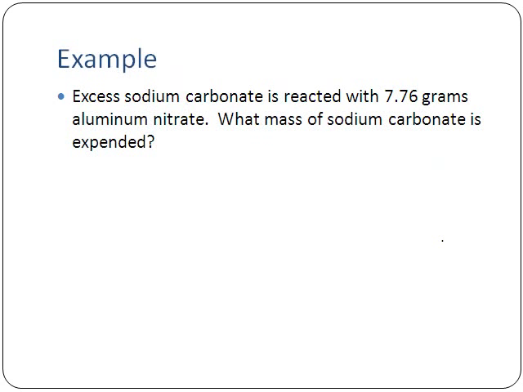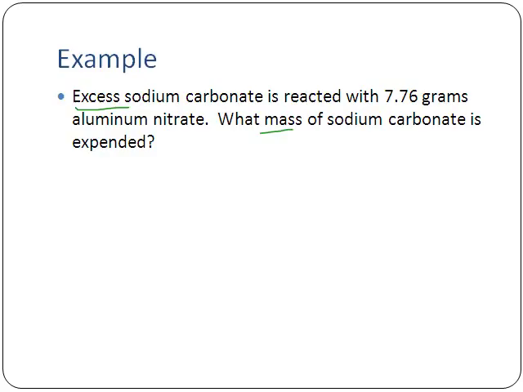So we're told excess sodium carbonate is reacted with 7.76 grams of aluminum nitrate. What mass of sodium carbonate is expended? Well, one thing that should stand out initially, because we just talked about it, is that it says excess sodium carbonate. If it's excess sodium carbonate, that means we really don't care about the sodium carbonate to start with. We do care about it to end with, because the question is, what mass of sodium carbonate is expended?